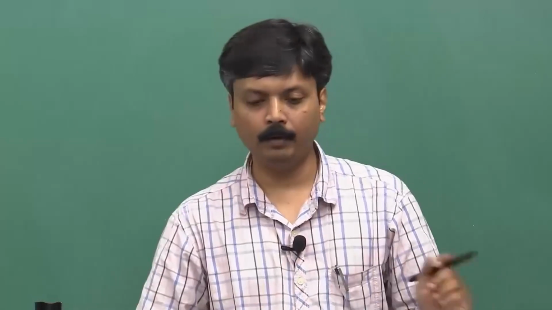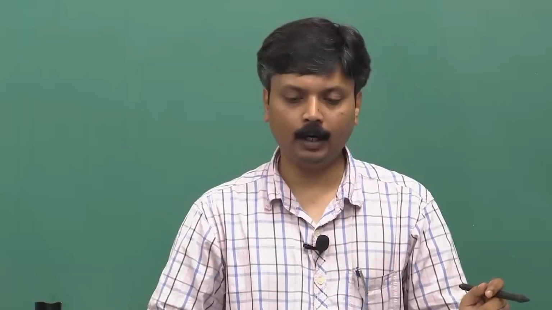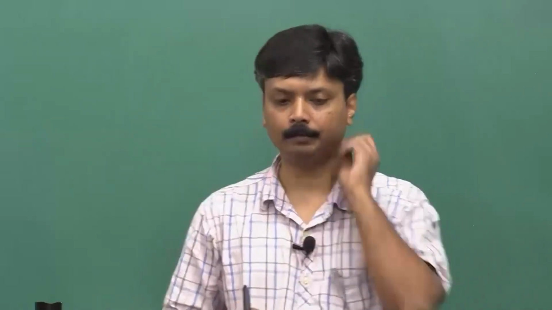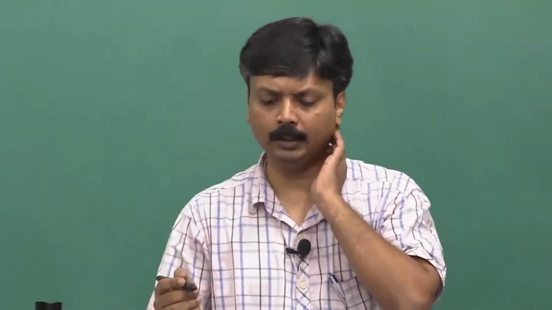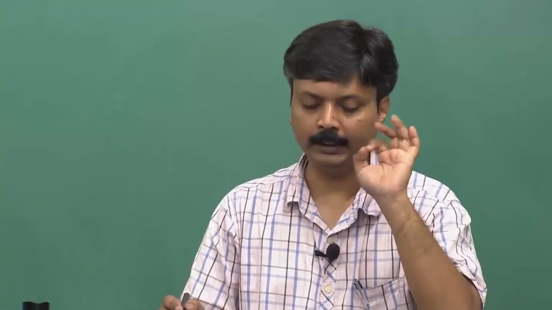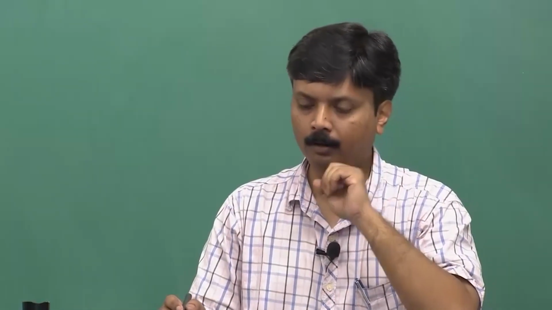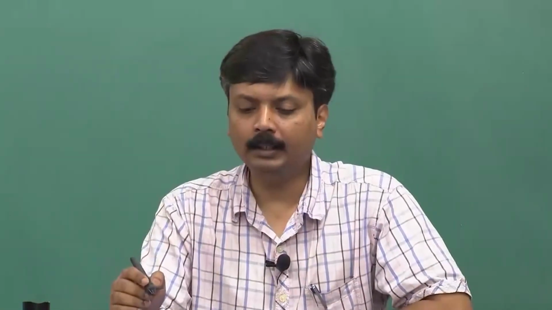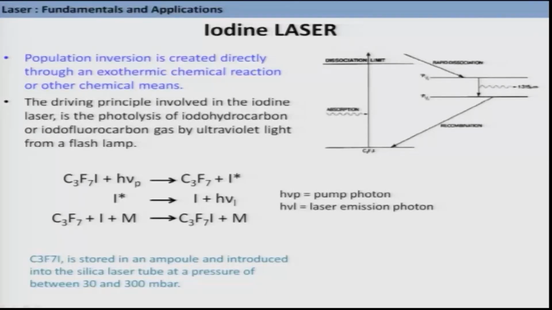Two different types of chemical lasers we will discuss. One is the iodine laser, and the second one is the excimer laser. Okay, so let's start with the iodine laser. First, let's look at the system. The iodine laser deals with the energy levels of iodine atoms.